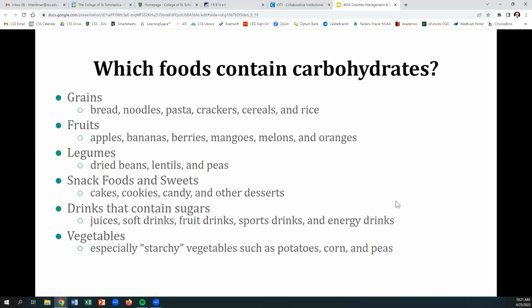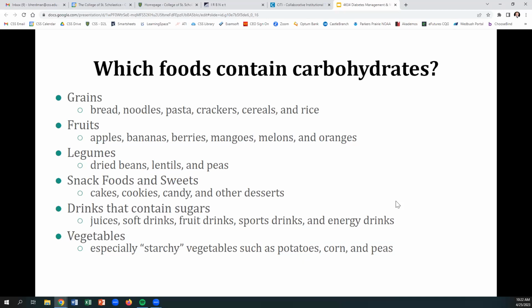So which foods contain carbohydrates? And of course, this is not an exhaustive list, but hopefully you can draw a little bit on your nutrition prerequisite that you had to take to get into the program. We know that grains contain carbohydrates: breads, noodles, pastas, crackers, cereals, rice. We know that fruits, you know, healthy fruits, apples, bananas, berries, mangoes, melons, oranges, they contain carbohydrates.